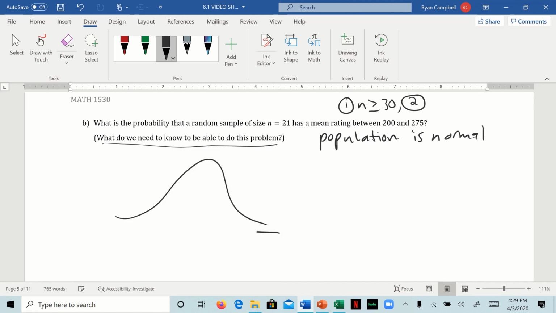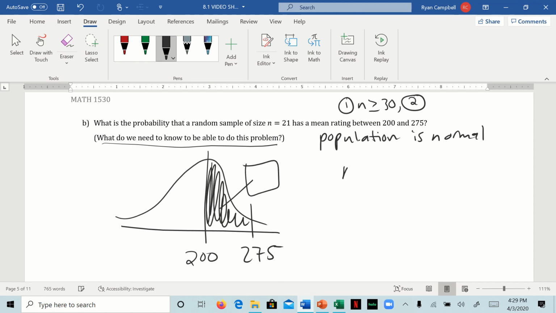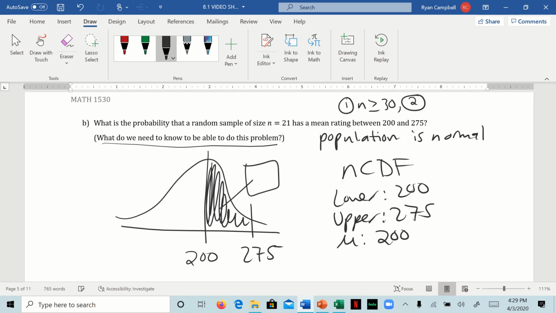Since it's normal, the mean goes in the center at 200. We want to know between 200 and 225. So we do normal CDF. Lower is 200. Upper is 225. Mu is 200. Pause.